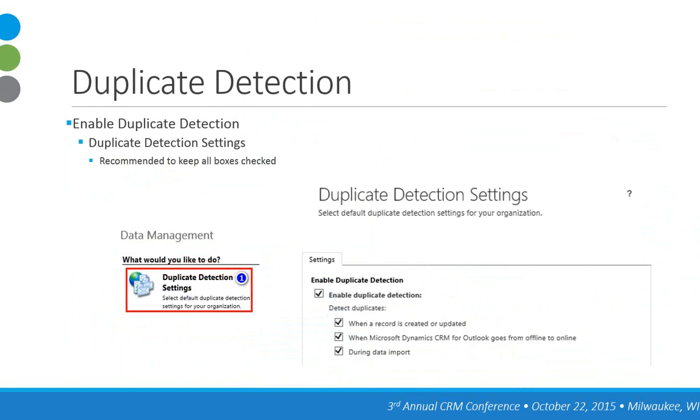Now, the duplicate detection settings are just a small little pop-up with 4 checkboxes that allows you to enable it, and then also enable when it's going to run. So when a record is created or updated, when CRM for Outlook goes offline to online, and during data imports. So this allows you to maybe disable it during data imports, but only allow it to run when records are created or updated by your users. Gives you a little bit of flexibility there.